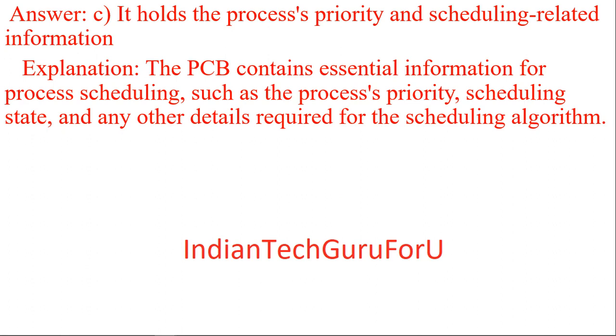Answer: C. It holds the process's priority and scheduling related information. Explanation: the PCB contains essential information for process scheduling, such as the process's priority, scheduling state, and any other details required for the scheduling algorithm.